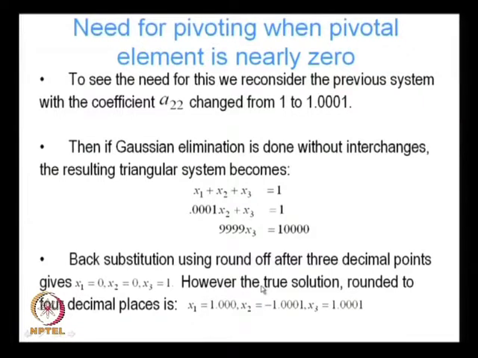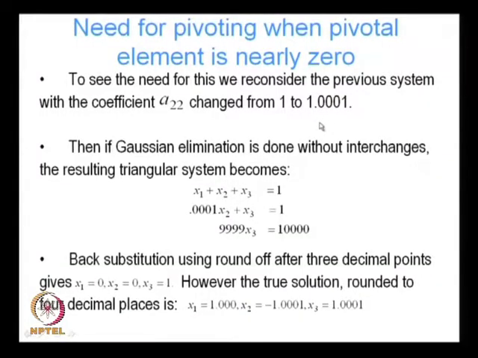However, the true solution, if we round to 4 decimals, is actually x1 equal to 1, x2 equal to minus 1.0001, x3 is equal to 1.0001. So, we can see that by using a nearly 0 element as the pivot, our system of equations has got a totally erroneous solution. Why? Because when we used a pivot 1.0001, our system became ill conditioned. So, minor perturbations gave totally different solutions. If instead of using a near 0 pivot, we did pivoting, that is, interchanged the rows to get a sufficiently large pivot, we would have got the true solution. So, it is very important to do pivoting not only when the pivotal element is exactly 0, but when the pivotal element is nearly 0.